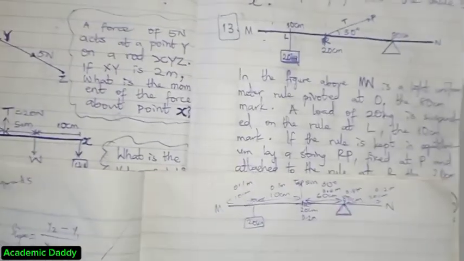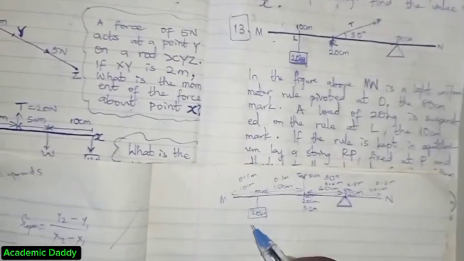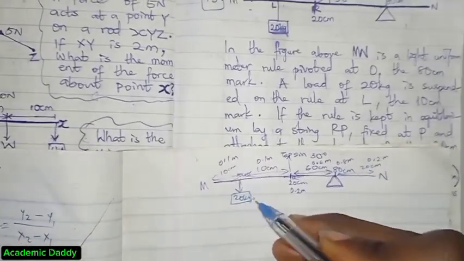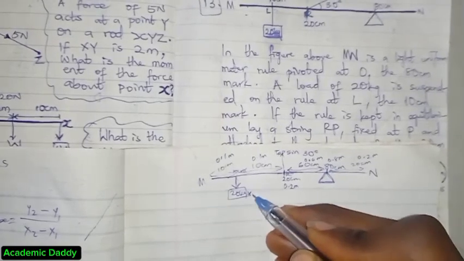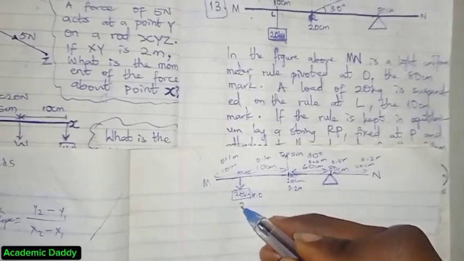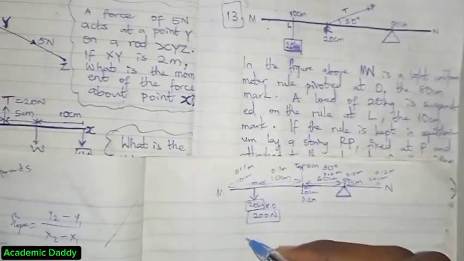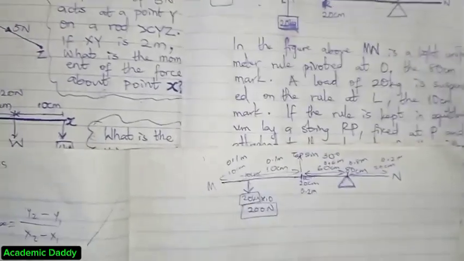Alright, so with this we can now start solving. So there's 20 kg here, and this is mass. There's force acting down, so it will be times 10, force of gravity. So this one is actually 200 in Newton. The force here, 200 Newton.